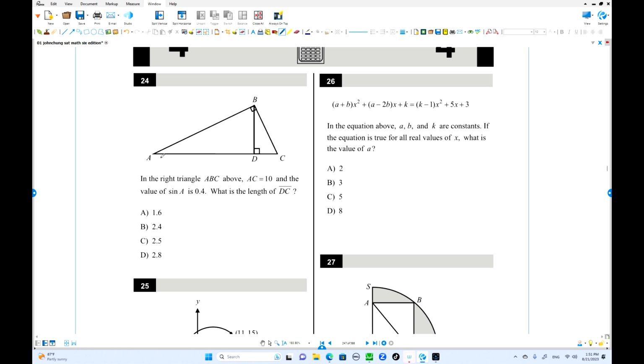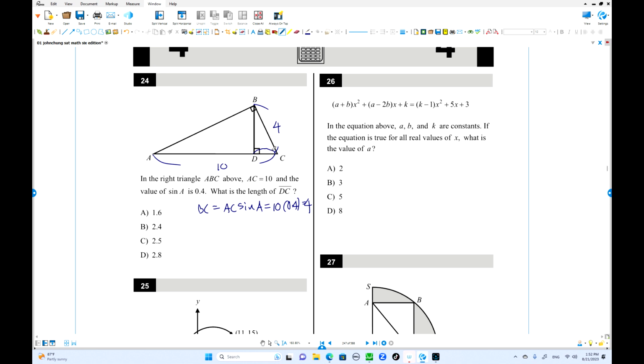Number 24, AC is 10. Using this one, BC is what? BC is AC times sine A, right? So 10 times 0.4 equals 4 here. And this is 4. Now how can you find the length of this side?